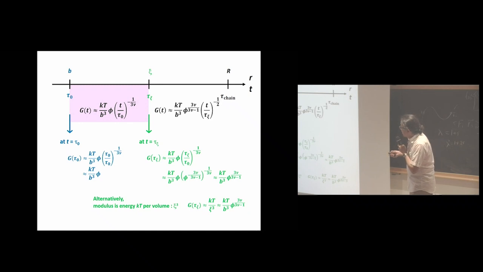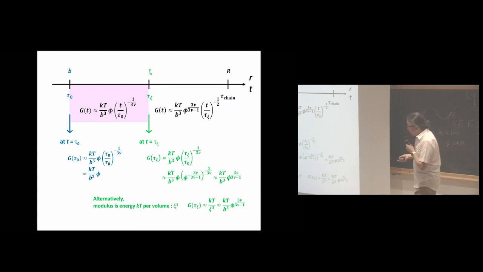Okay, let's check two extreme cases of each region. This Zimm relaxation modulus works between monomer size and correlation length, between tau 0 and tau xi. At tau 0, it's simple: you can eliminate this time-dependent part to have the modulus at the monomer level, which is kT over b cubed times phi. And for the longest limit at correlation length, you can input tau xi here, and then carefully check the exponent for phi. It's 1 here and here, to have this exponent. So this is kT over b cubed times phi to the power 3 nu divided by 3 nu minus 1.